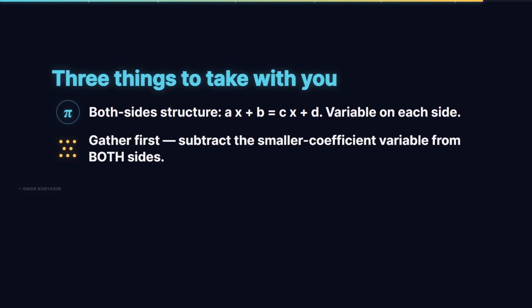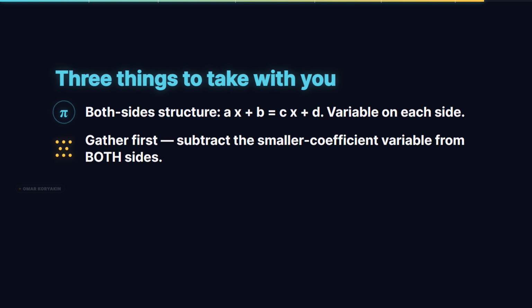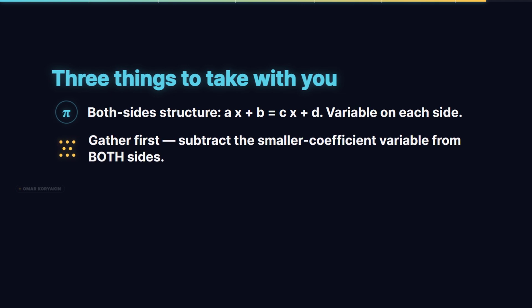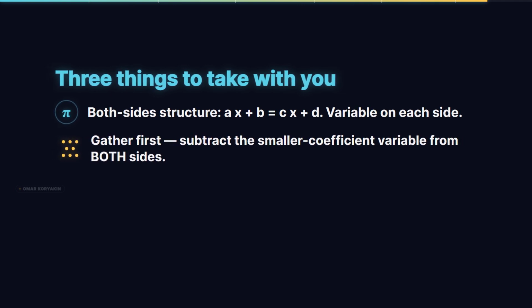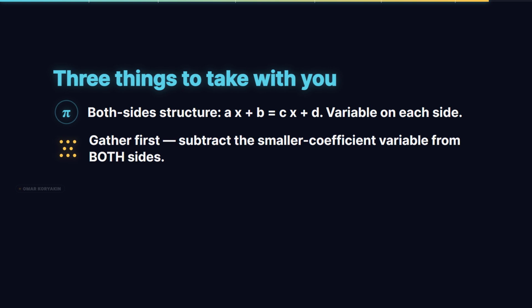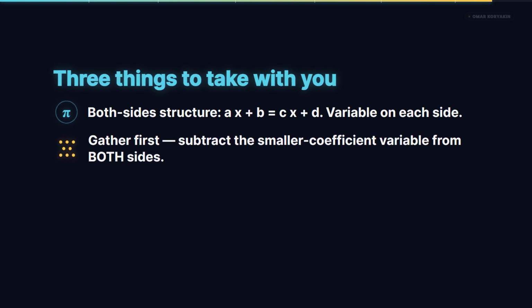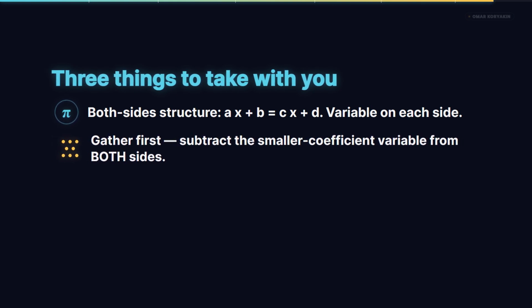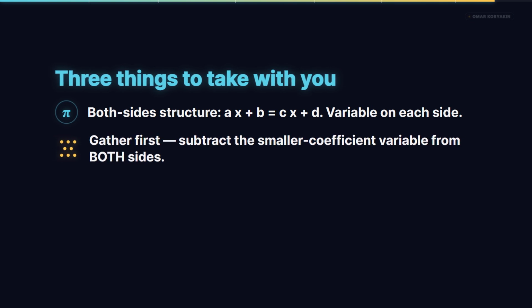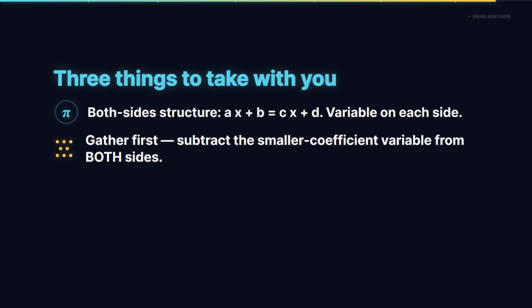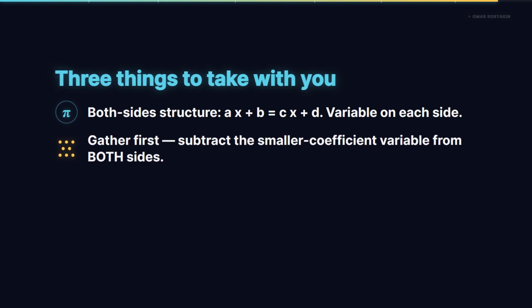Second, the gather step uses the balance principle to subtract the smaller coefficient variable term from both sides, eliminating it from one side and combining it with the other variable term on the other side. Always inspect the two coefficients before gathering and choose the side with the larger coefficient, so the resulting combined coefficient is positive. Choosing the wrong gather direction is mathematically correct but introduces an extra negative sign step at the end of the solve, wasting time.